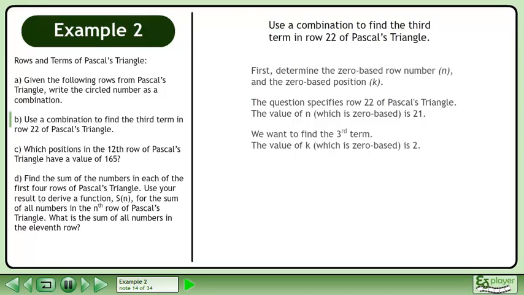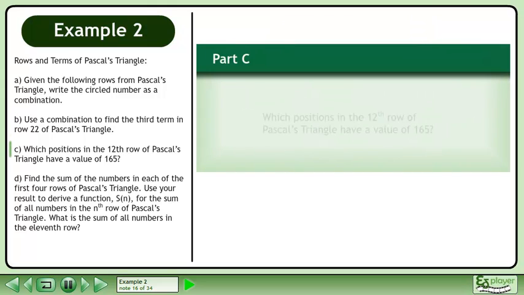We want to find the third term. The value of k, which is zero-based, is 2. The answer is 21 choose 2 equals 210. Now we'll move on to part C.